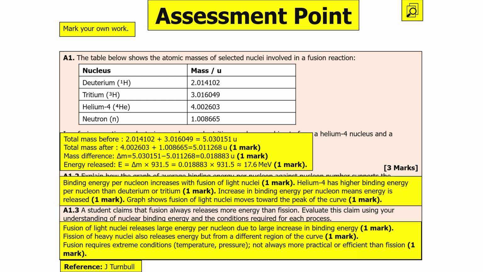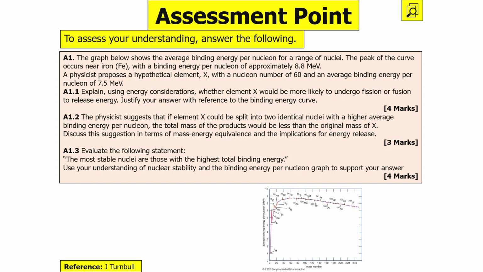The fission of heavy nuclei also releases energy, but from a different region of the curve. Now, fusion requires extreme conditions of high temperature and high pressure, so it's not always more practical or efficient than fission. The graph below shows the average binding energy per nucleon for a range of nuclei.